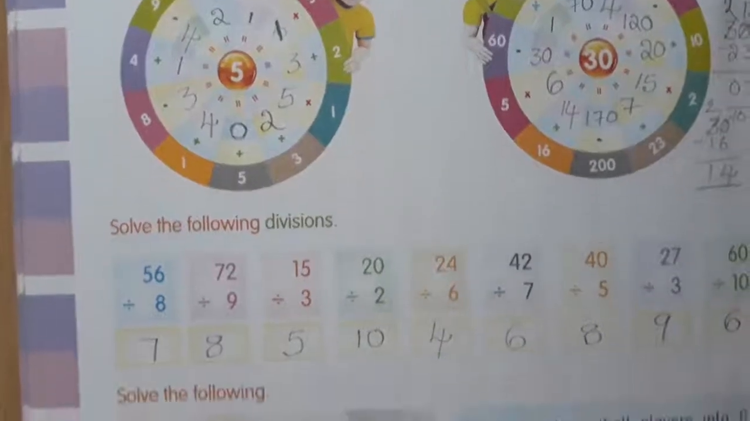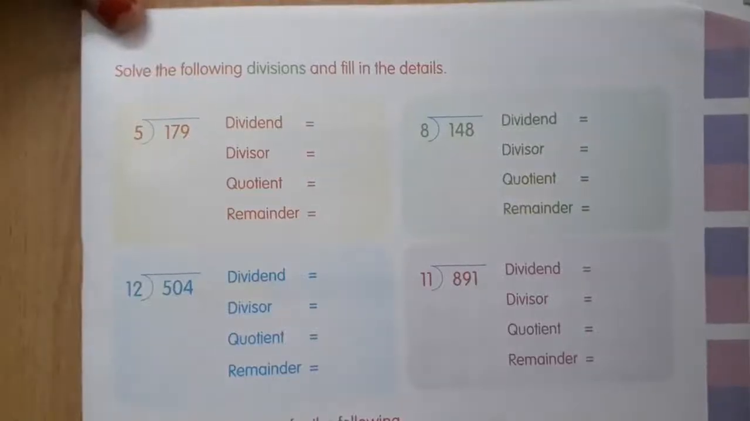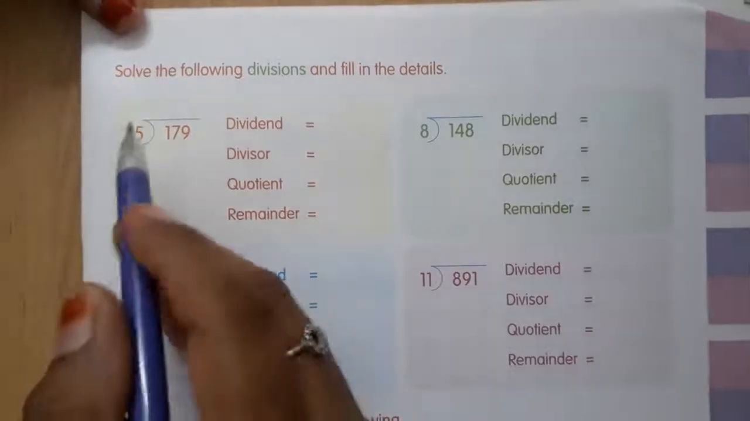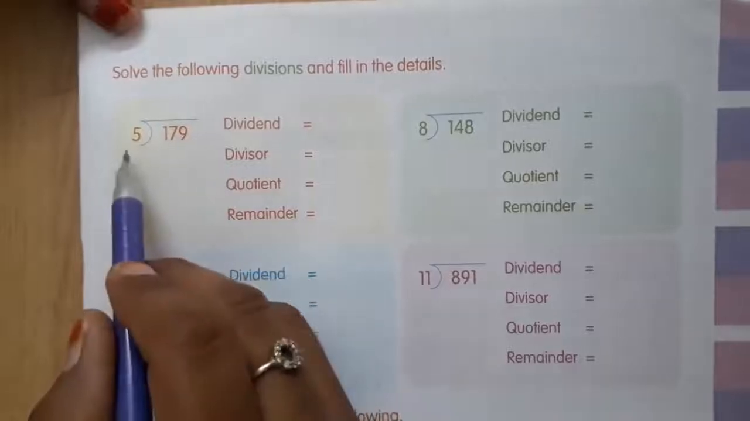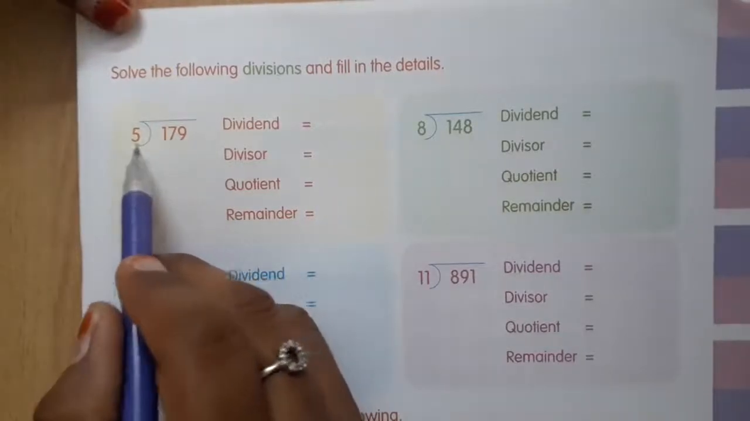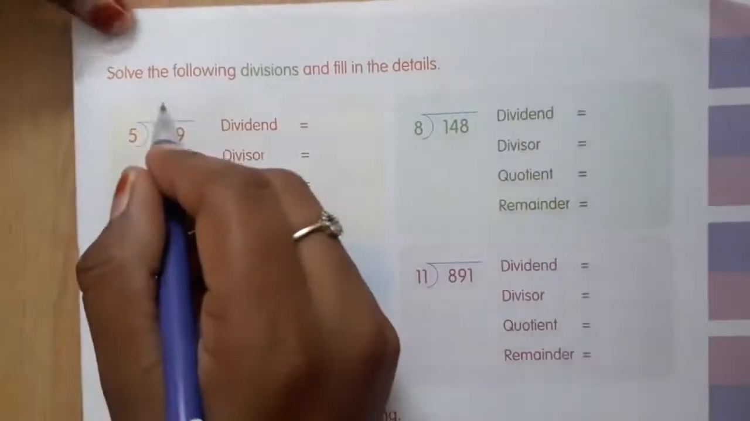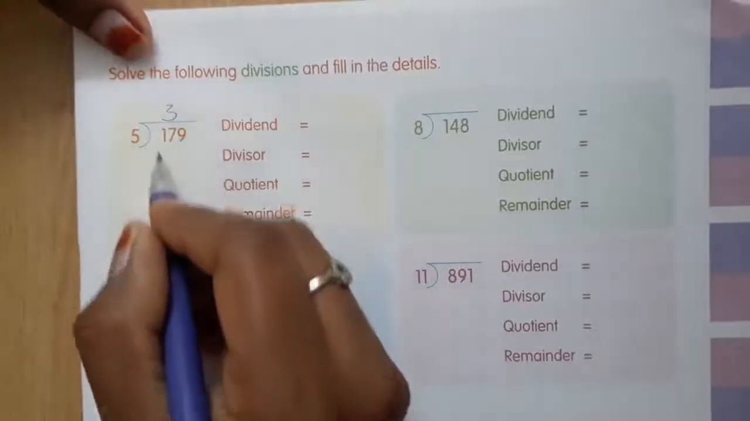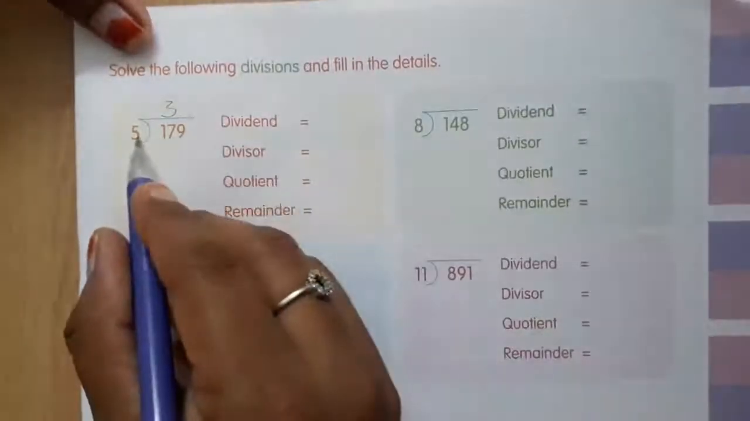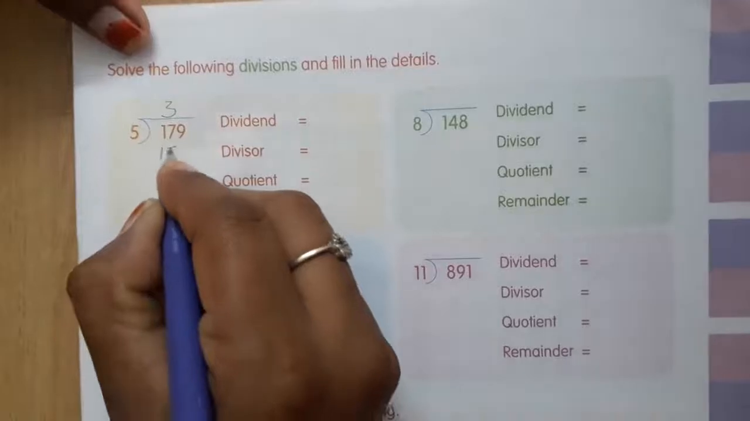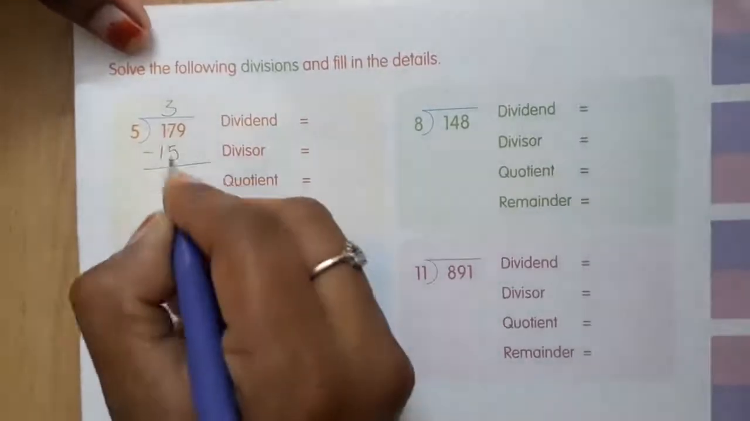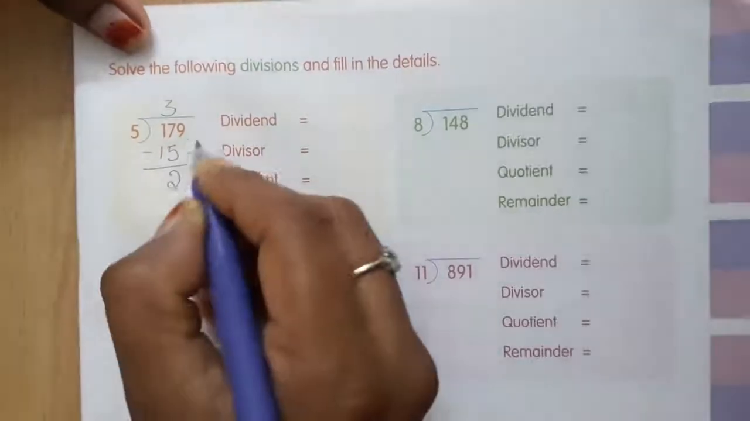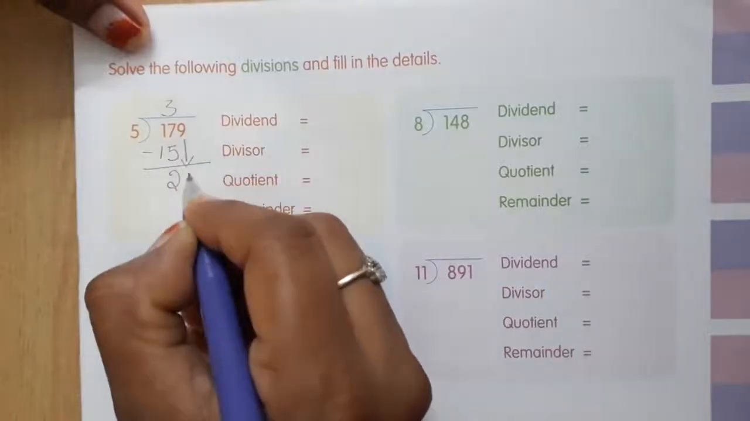Okay, children. Solve the following divisions and fill in the details. 179 divided by 5. 17 divided by 5. 3 times. 17 is not exactly divisible. So 5 3s are 15. 17 minus 15, how much? 2. Now write down the next place digit, 9.